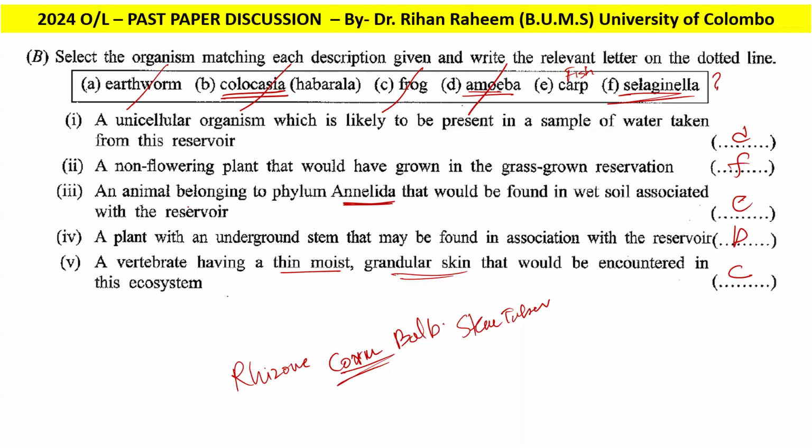Roman number 3 is a no. What is that? I didn't understand. An animal belonging to the animal that will be found in which? This is AA, not E. AA. I have put it like an E, no? Sorry.